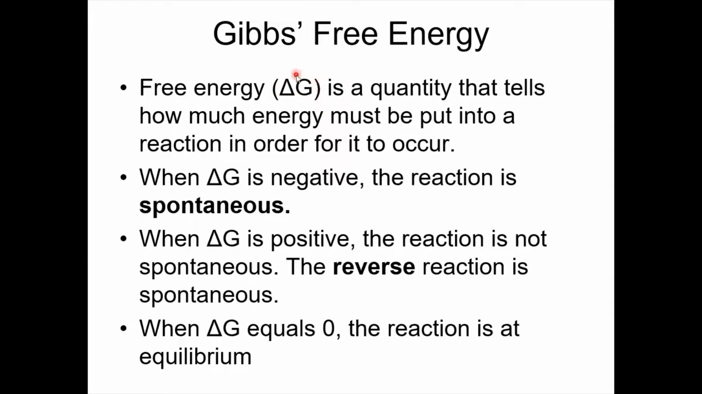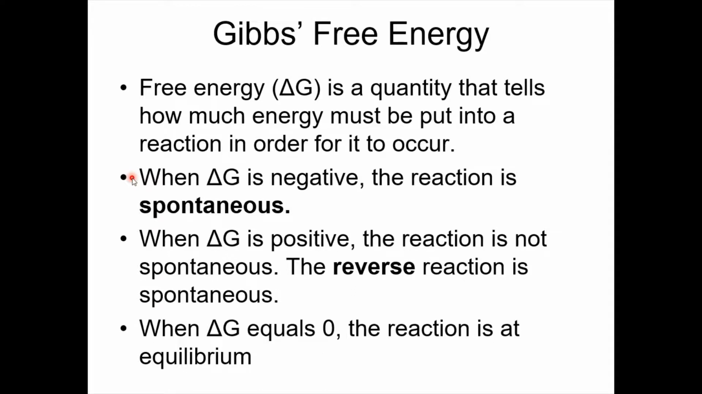So how does the Gibbs free energy change? The free energy is a quantity that tells how much energy must be put into a reaction in order for it to occur. I guess that's the way you can kind of think about it. Delta G is, hey, I have a chemical reaction here. If I want this reaction to occur, because it's not occurring spontaneously, I have to put this much energy in. Okay. When the delta G is negative, if you look at the second bullet point here, the reaction is spontaneous.